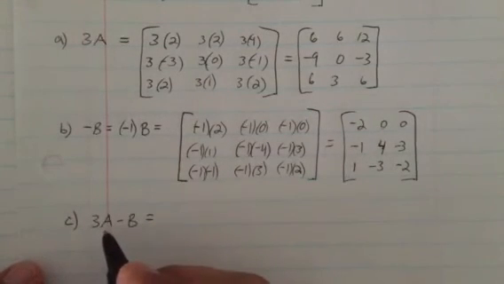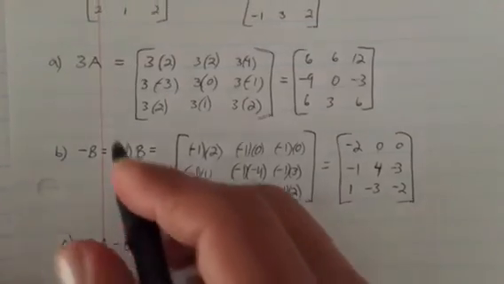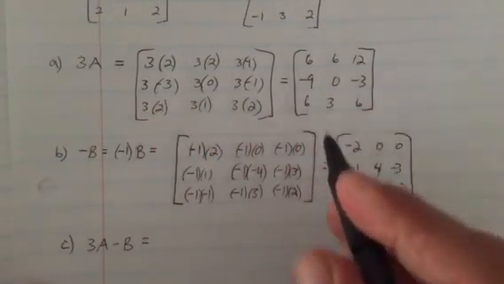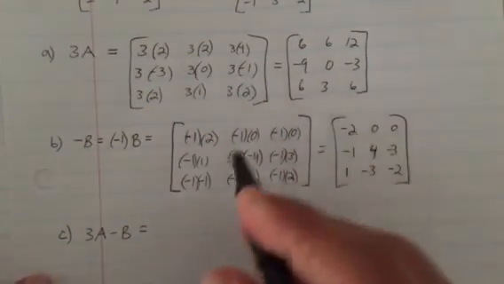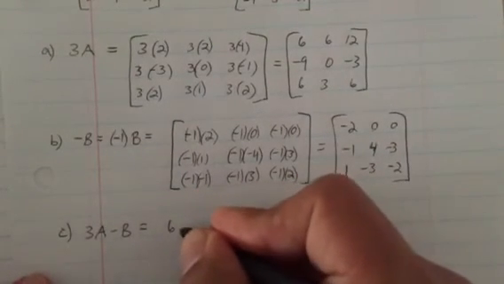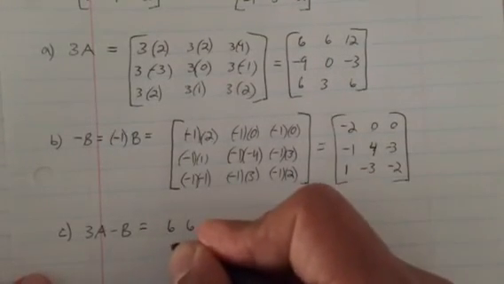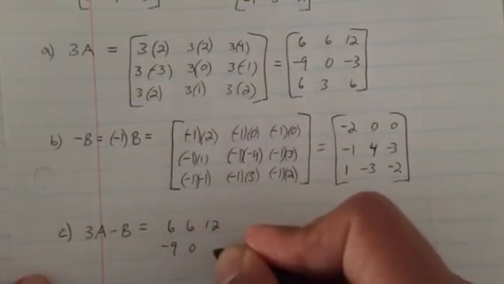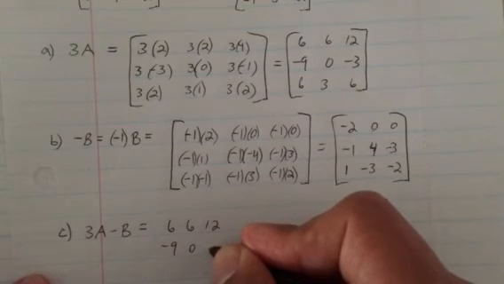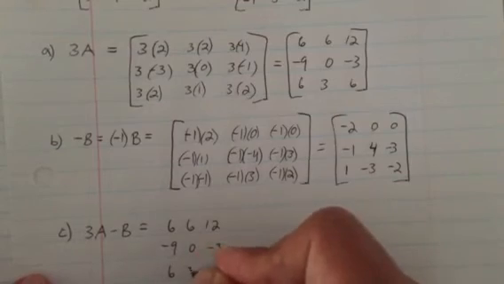So here they want us to multiply matrix A times 3 and then subtract matrix B. So since we already found the solutions for each of those up here, we can just rewrite them down here. So this would be written as 6, 12, -9, 0, -3, 6, 3, 6.